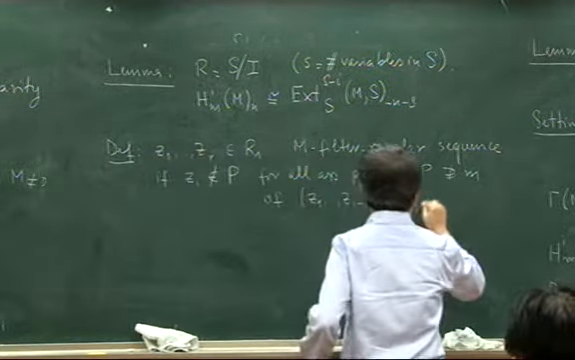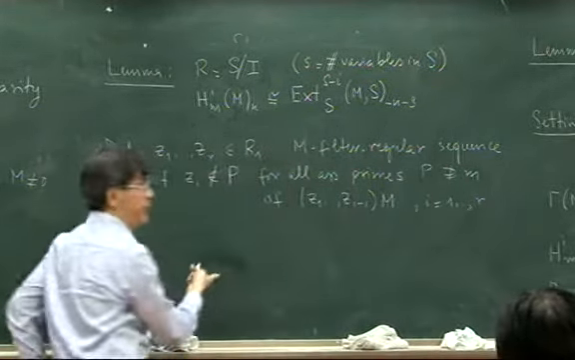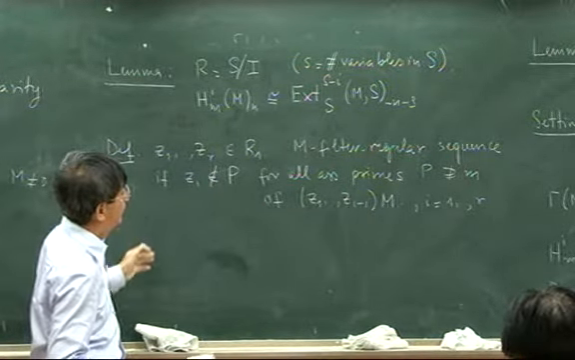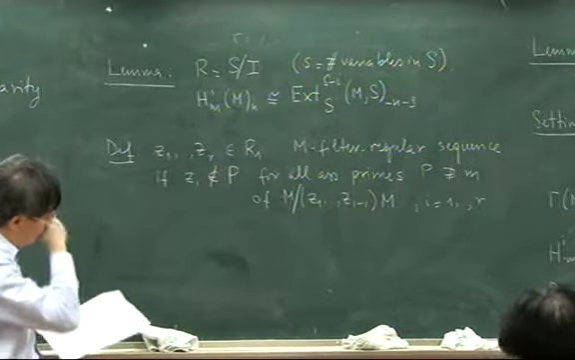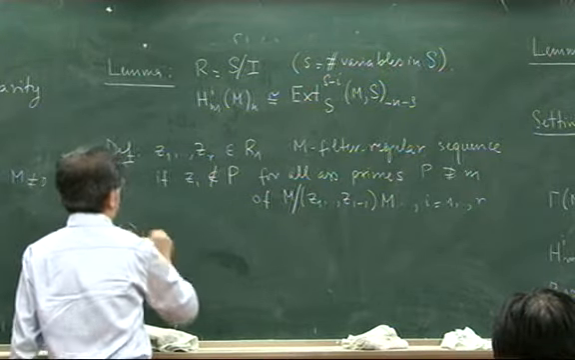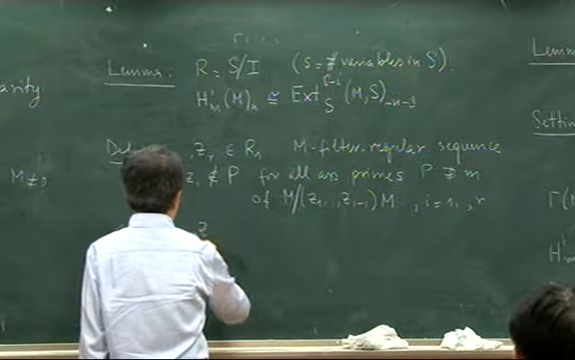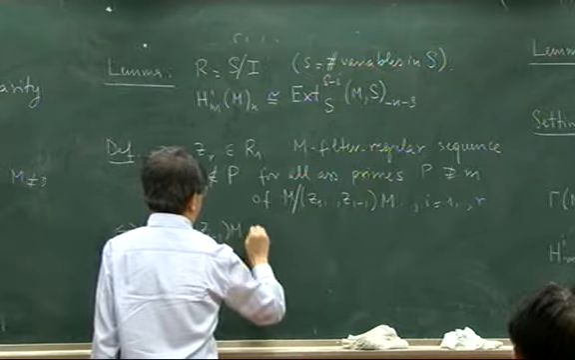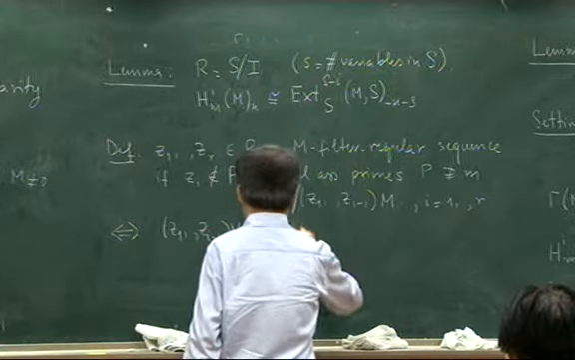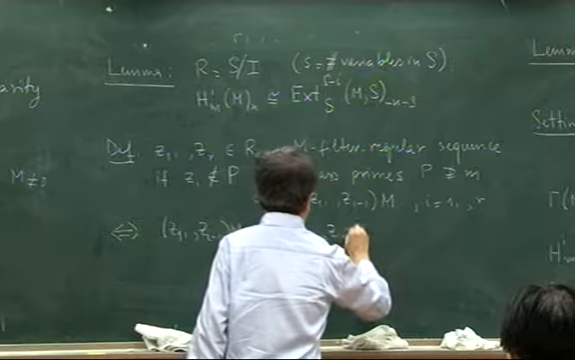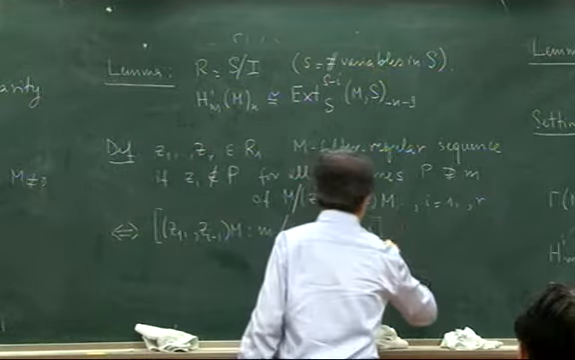It should hold for all i from 1 to r. And this definition is quotient, yes. And this is equivalent to saying that if you consider the module (z_1, ..., z_{i-1})M : z_i divided by (z_1, ..., z_{i-1})M, then this module should vanish in large degree.